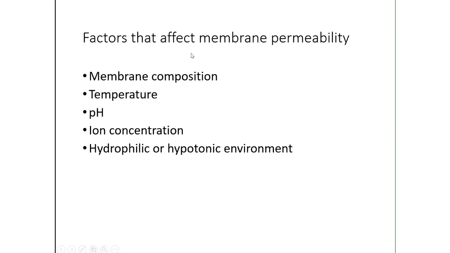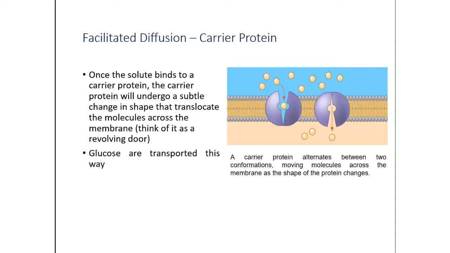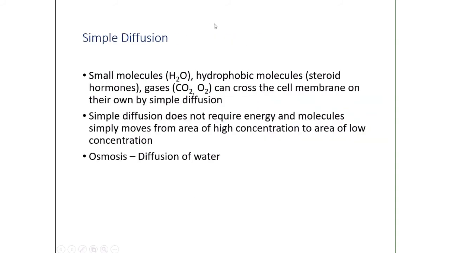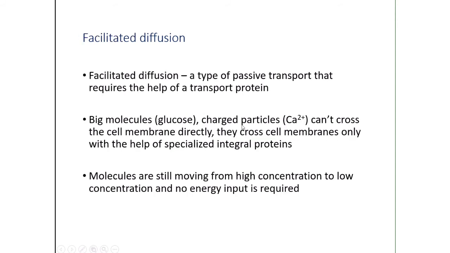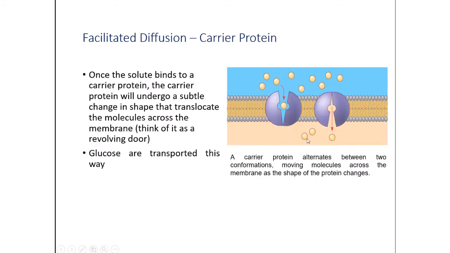So there are factors that affect the permeability of the membrane. Okay, typically speaking, only small hydrophobic molecules will be able to pass through by simple diffusion, and typically you will have charged particles and glucose going through these channel proteins, but those conditions can change.